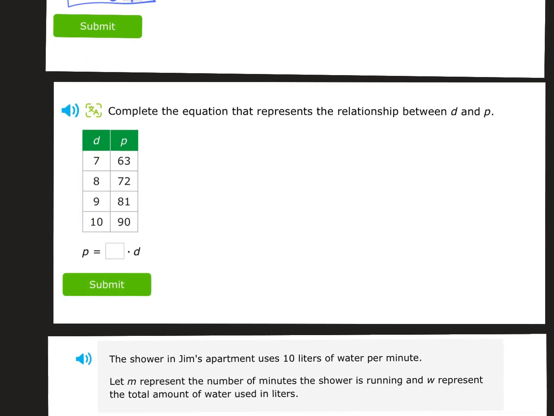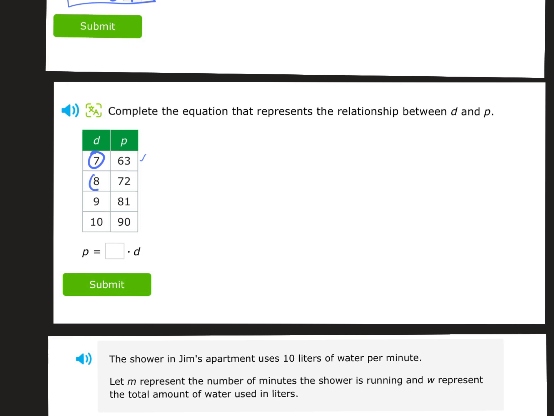With this one, really goes into your times tables. So if we have any number, right, and we plug in 7 for D, 7 times what is going to get us 63? And if we go 7 times 9, we get 63.